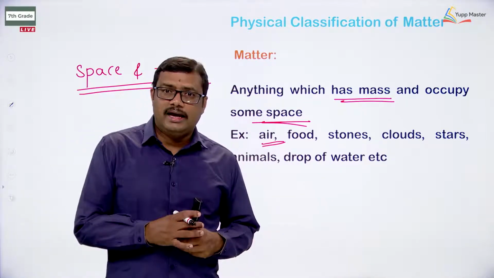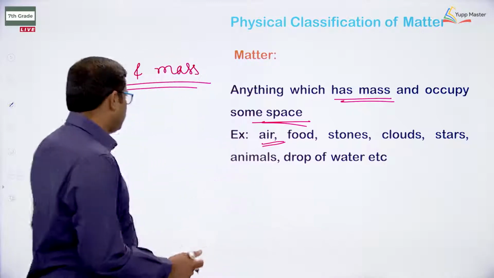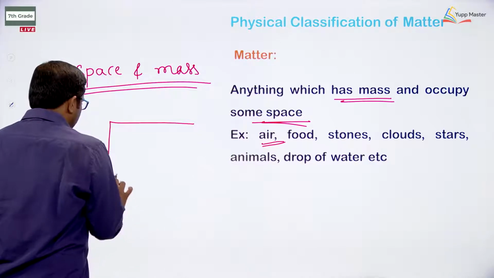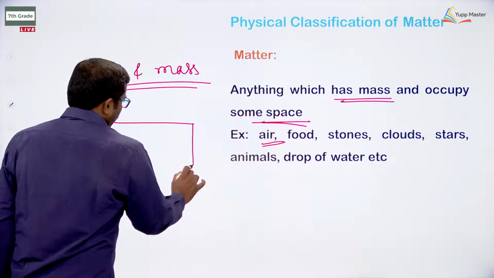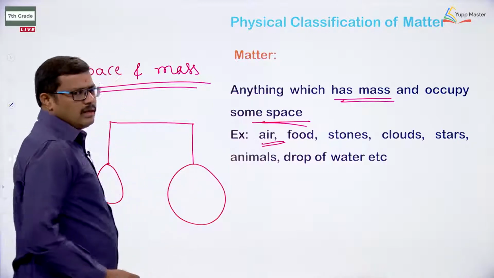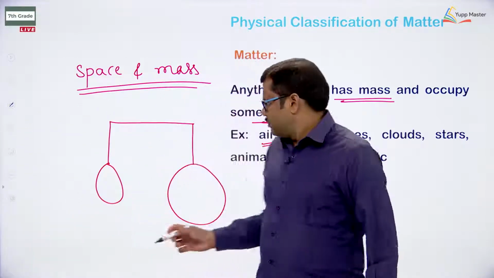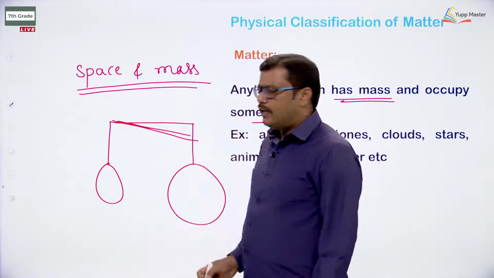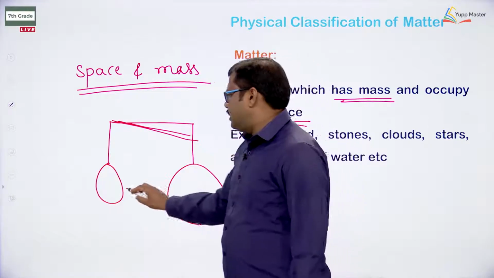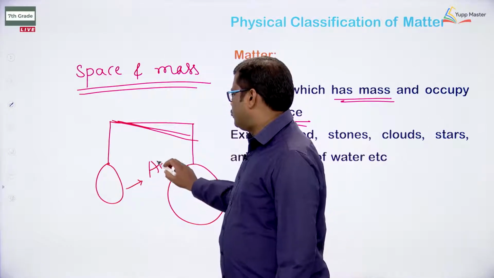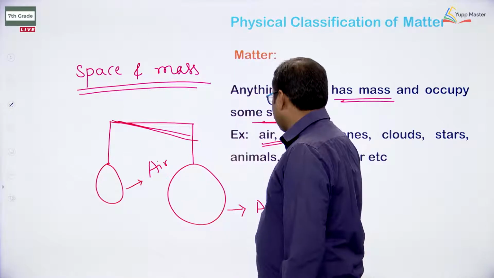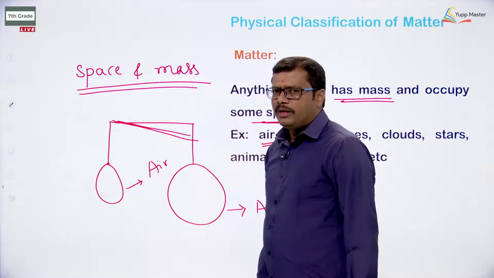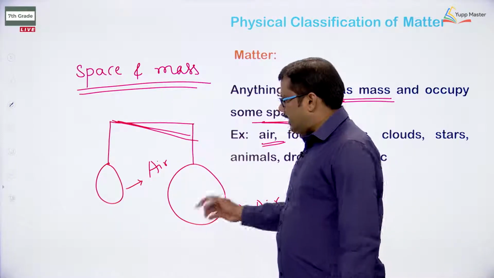How can we determine that air has mass? Take two balloons and tie them to a stick. If one of the balloons has a big size, automatically that side of the stick is going to tilt, moving a little downward. Both balloons are filled with air, and air occupies the space available in the balloon.